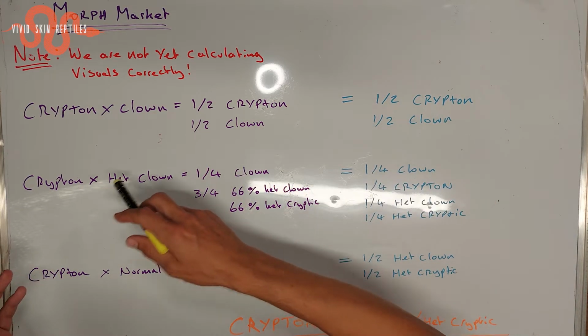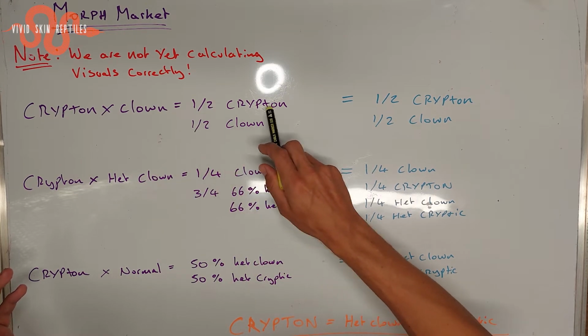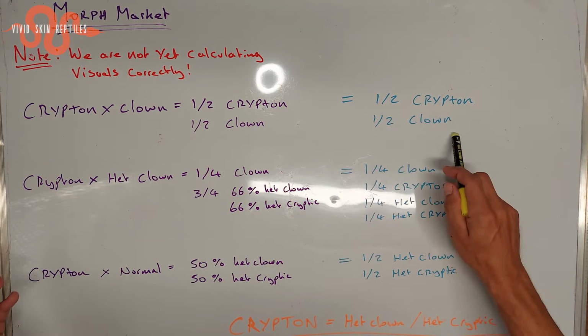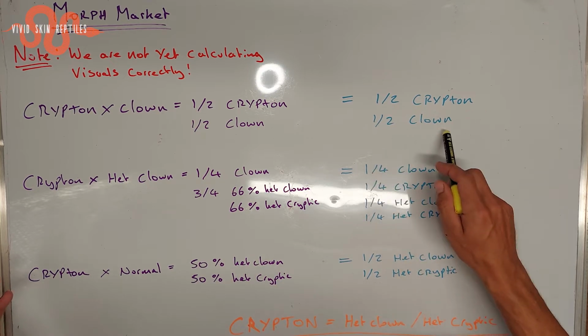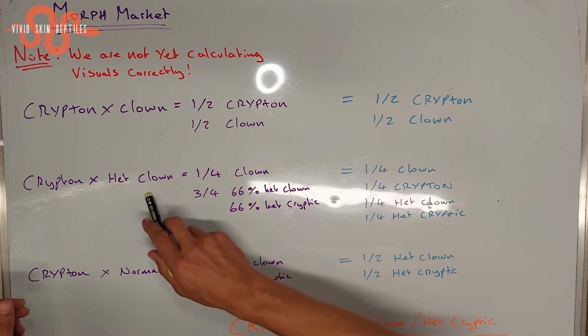So the first one on morph market is correct. A krypton to a clown, half krypton, half clown, that is correct. 50% of the clutch should be krypton, 50% should be clown. That's the odds. The next one is a krypton to a het clown.